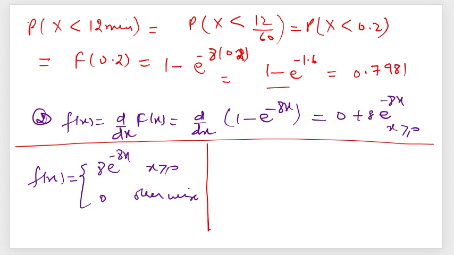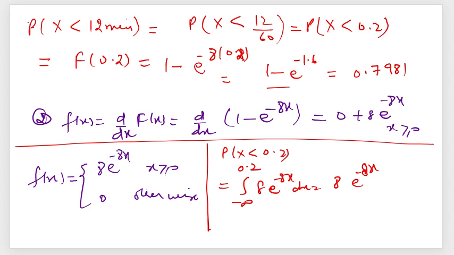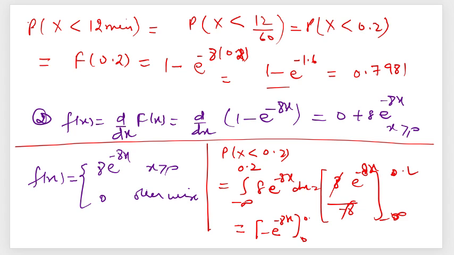In that case, if I want to find the probability of x less than 0.2, I'll integrate from minus infinity to 0.2 this function, which is 8 into e to the power minus 8x dx. The integration of e to the power minus 8x is divided by minus 8, and when we apply the limits 0 to 0.2, the 8 and 8 get cancelled, and we get minus e to the power minus 8x from 0 to 0.2, which equals 1 minus e to the power minus 1.6, the same as our previous result. We only wanted to use the PDF for that.